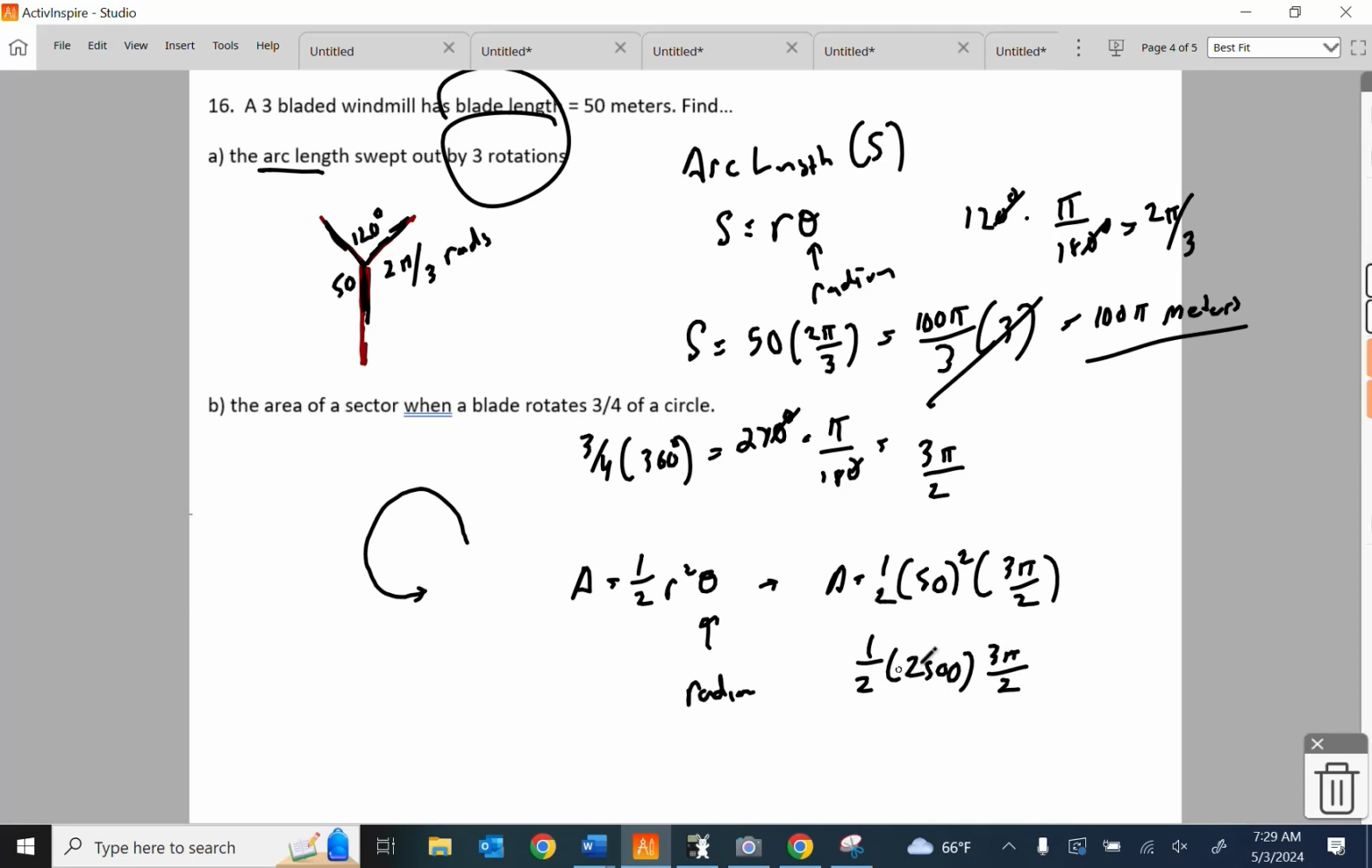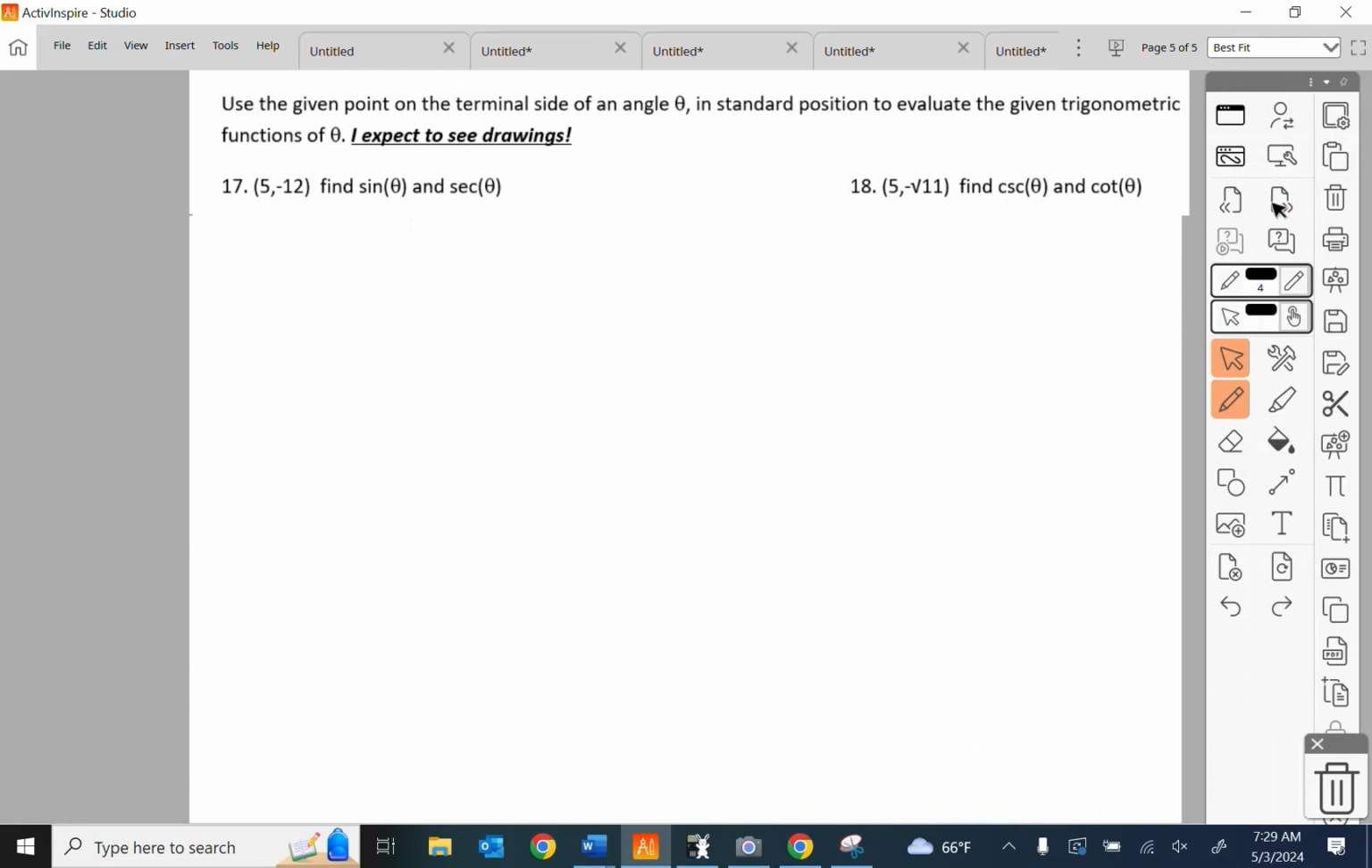Let's see here. Half of 2,500 is 1,250. Still got that 3 pi over 2. I'm just showing you what I usually do in my head. 1,250 cut in half is going to be 625. So 625 times 3 pi. And that's going to be 1,875 pi square meters. Moving forward with my life, don't know about yours.